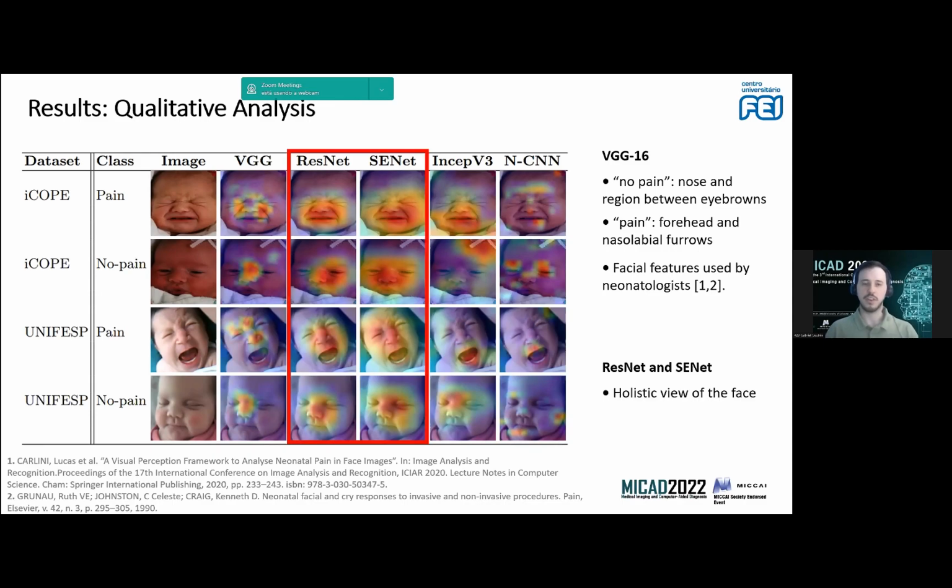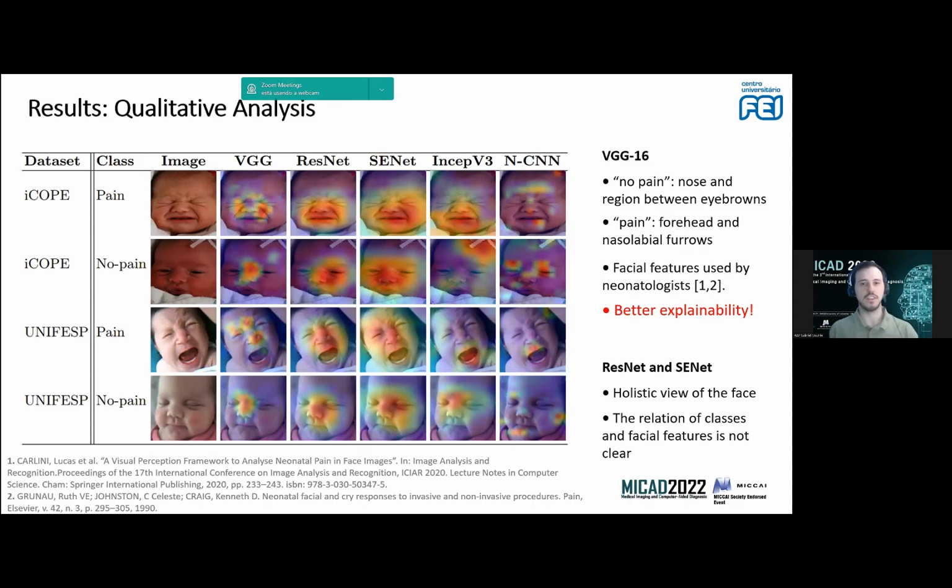On the other hand, the ResNet and the SqueezeNet models presented a similar behavior. They both seem to use the entire face in the decision process, as a holistic view of the face. However, this approach makes it difficult to identify the relation between classes and facial features. Thus, we can say that VGG has a better explainability. It's easier to justify its decisions.